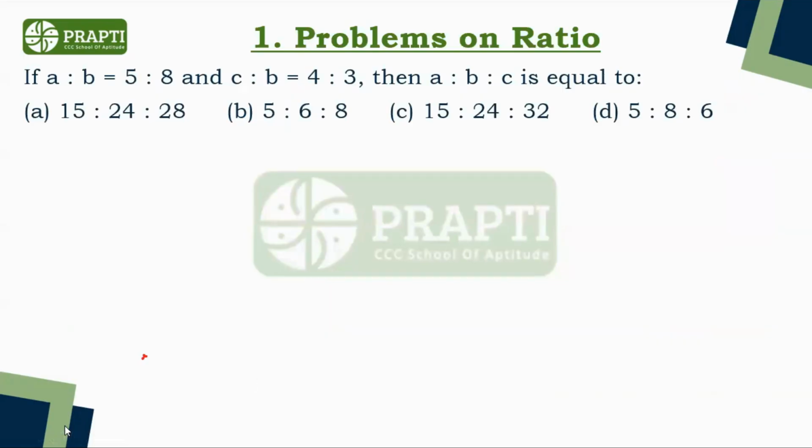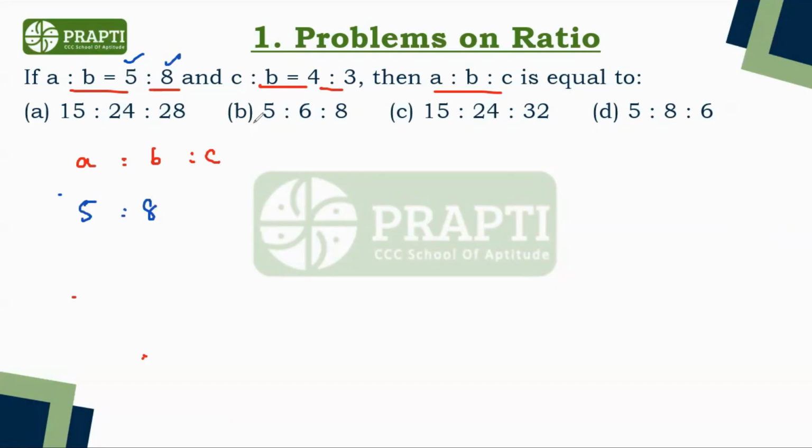Problems on ratio. There's a question here: A is to B is equal to 5 is to 8 and C is to B is equal to 4 is to 3. Then A is to B is to C is equal to, so that is what you are going to find. Now just follow my instruction. A is to B is 5 is to 8, right? Okay, so 5 is to 8.